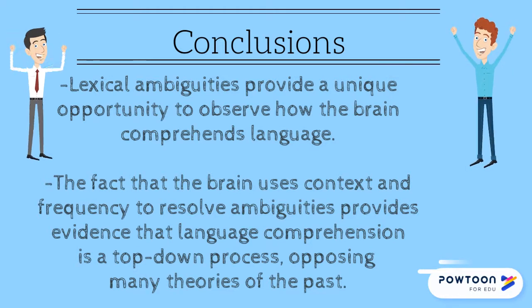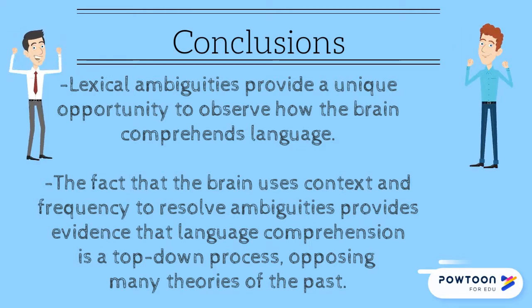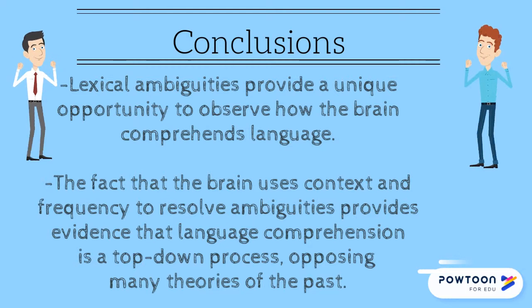Finally, the fact that the brain uses context and frequency to resolve these ambiguities provides evidence that language comprehension is a top-down process using prior knowledge, opposing previous theories supporting pure bottom-up processing. Research continues to be conducted on this theory, as well as others.